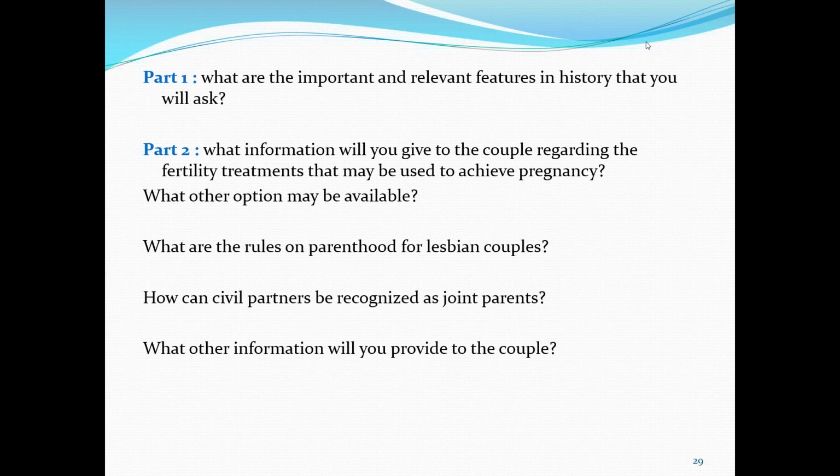And then we will rule out any other condition in them, and the body mass index, we will try to optimize that. Before going for the options, we will also need to check that the tubes of the birthing mother are patent, and also that the birthing mother is ovulating. Then we have certain options like donor insemination, where the donor can be the friend, as they have already chosen a friend.